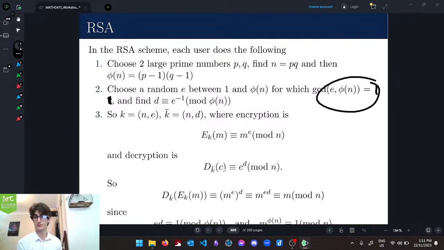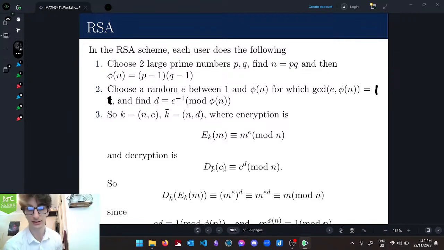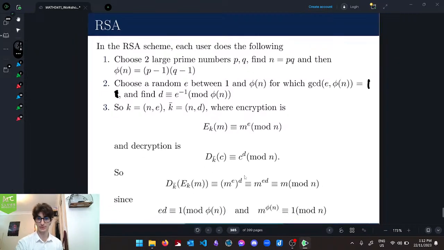So we know from what Ronald said earlier that if the GCD is 1, then there is some unique inverse, d, modulo phi n. So k is the pair n and e, and k bar is the pair n and d, where the encryption is e sub k of m is m to the e mod n, and the decryption is very much the opposite. That is c to the d mod n. So m is our original message, c is the encoded code word message.